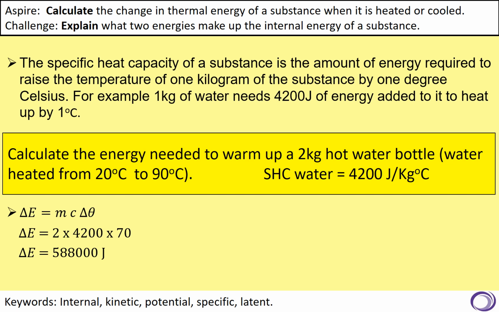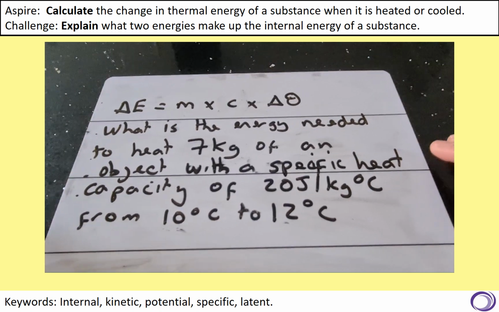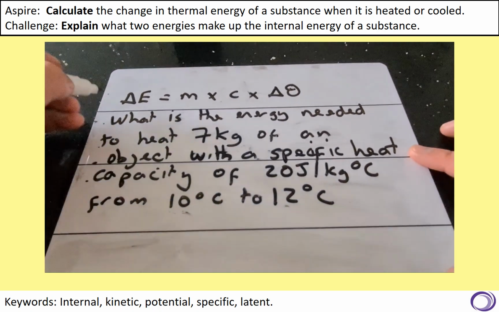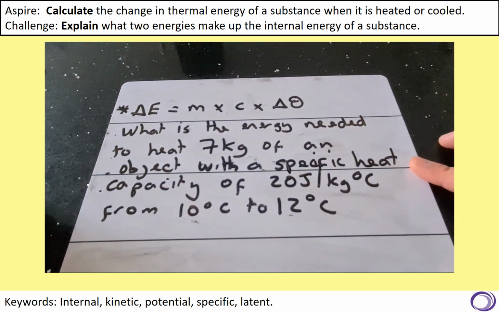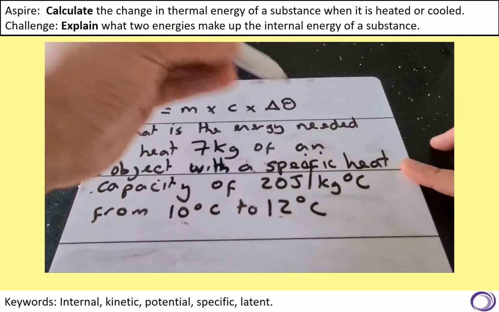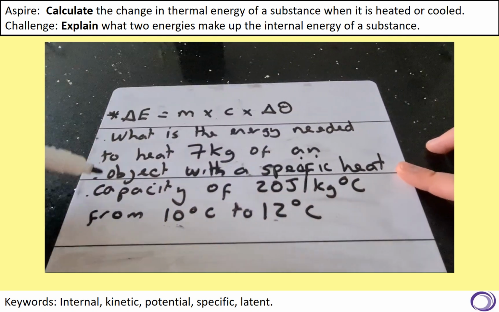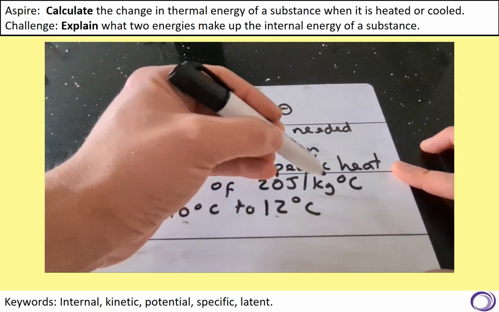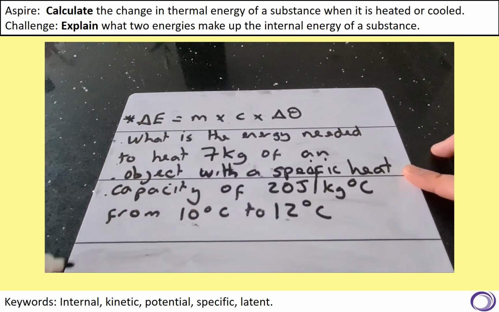On the next couple of slides, I've just shown you how I would do that on a whiteboard with a couple of different scenarios. So please have a look through and make sure you understand it. So this is a standard question that you would get in the exam. And remember that this equation is on your equation sheet, so you don't have to remember it. So the question is, what is the energy needed to heat 7 kilograms of an object with a specific heat capacity of 20 joules per kilogram degree Celsius from 10 degrees Celsius to 12 degrees Celsius?